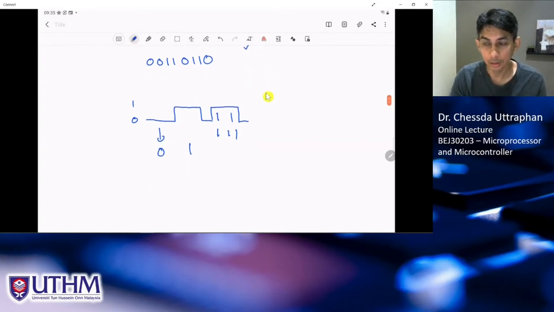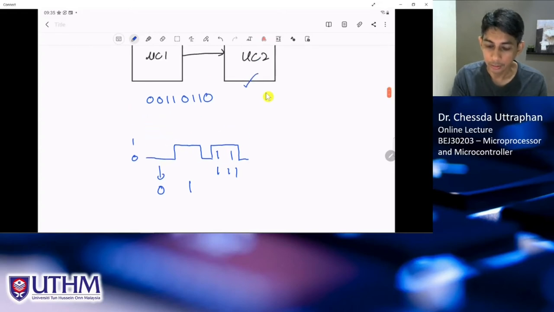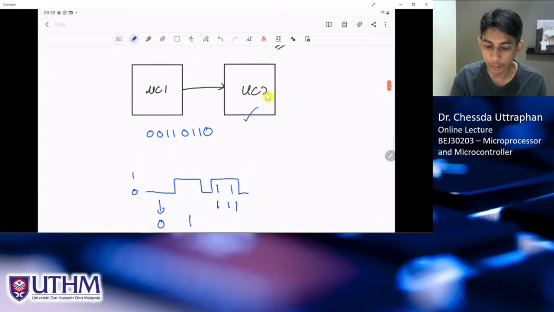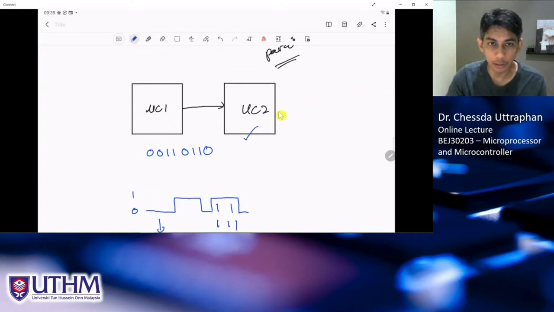To overcome this challenge, we need to make sure that this microcontroller and this microcontroller talk in the same language, talking to each other using the same language. In electronics, that language is called a protocol. So we need to make sure that the two microcontrollers are talking using the same protocol.